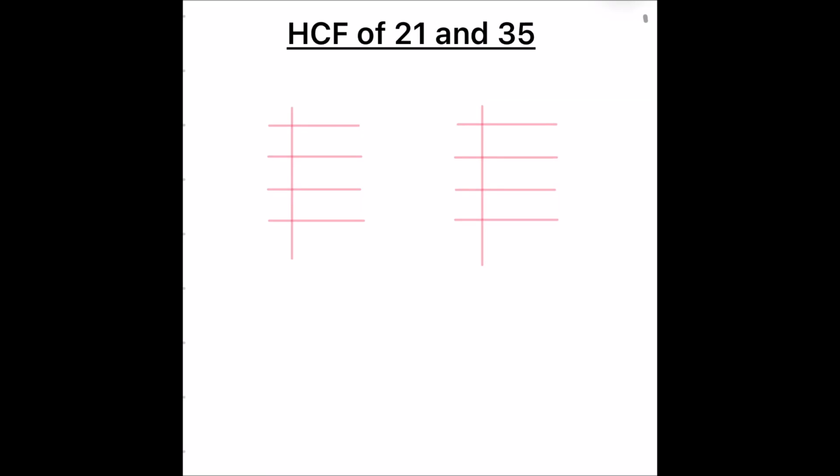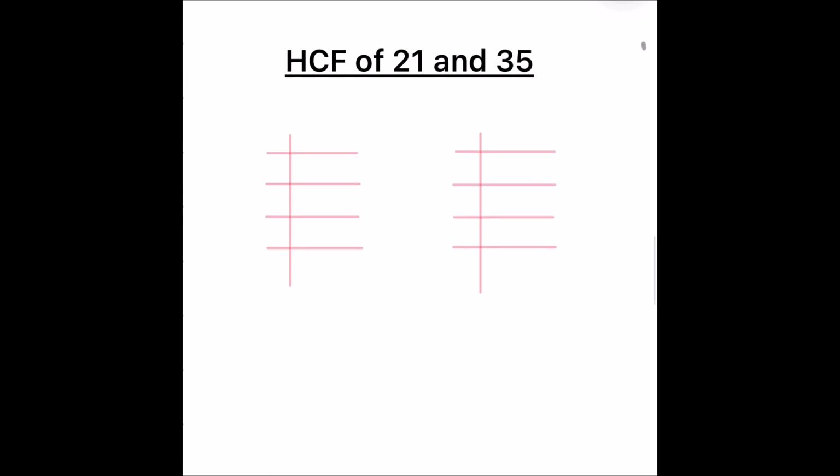Hello students, in this video we are going to learn how to find the HCF of 21 and 35 using the prime factorization method. In the prime factorization method, we divide numbers using prime numbers and find their prime factors. And after finding the prime factors, we find the common factors to find the HCF of the two numbers.